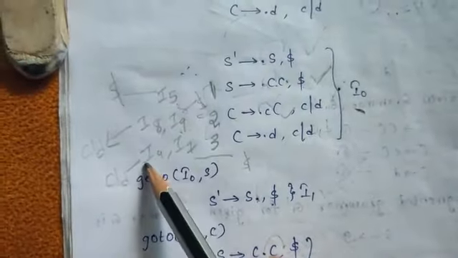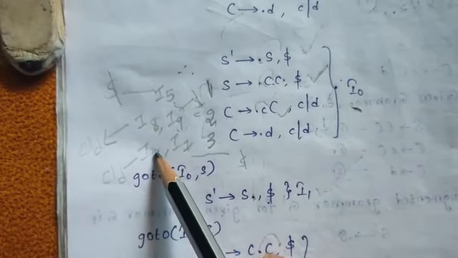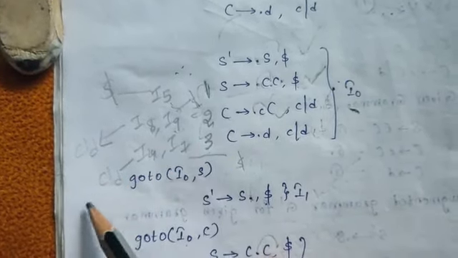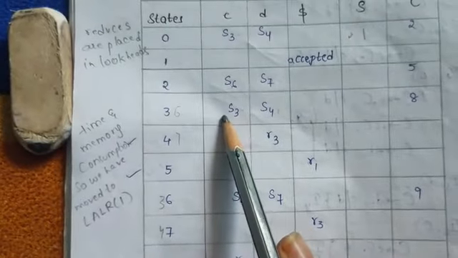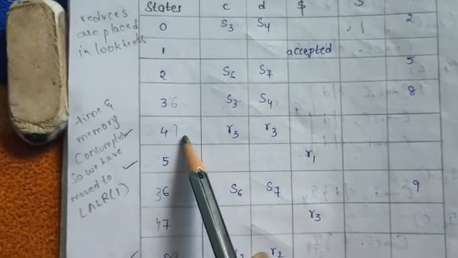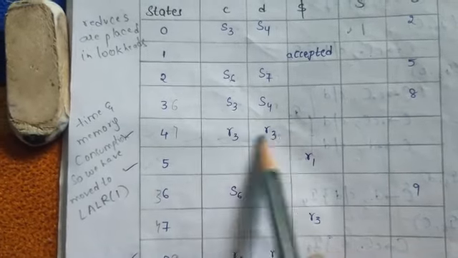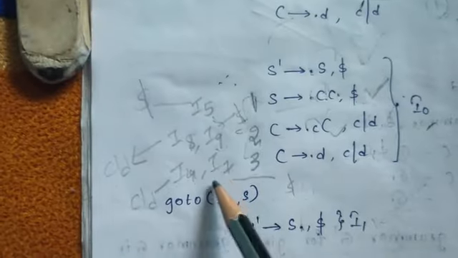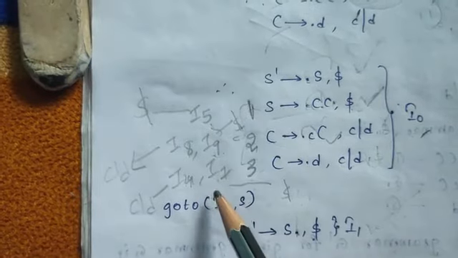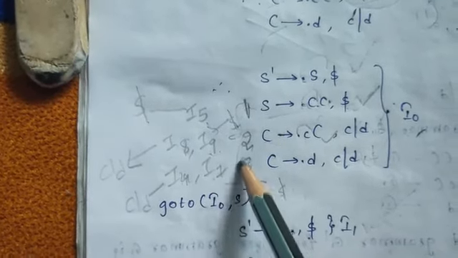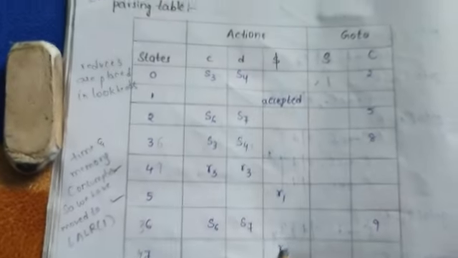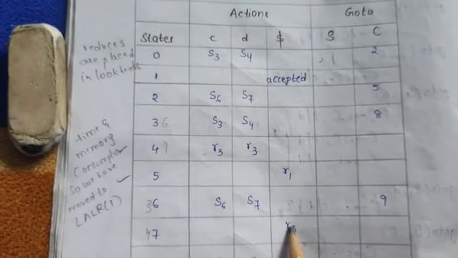Again, the last one, in the fourth state, this is I4. In the fourth state R3 will be placed in C/D. In the fourth state R3 will be placed in C or D, these two places. And in I7, okay, R3 will be placed only in the dollar place. In I7 R3 will be placed only in dollar. Okay, like that we are placing here.